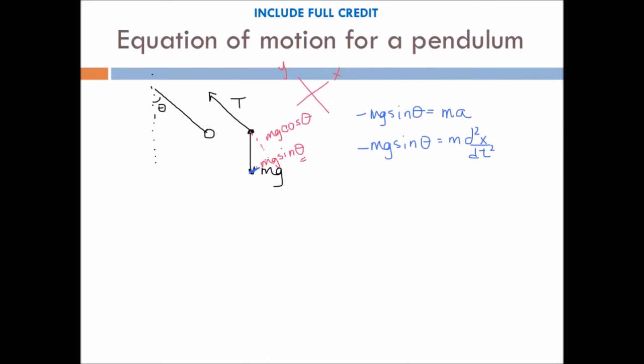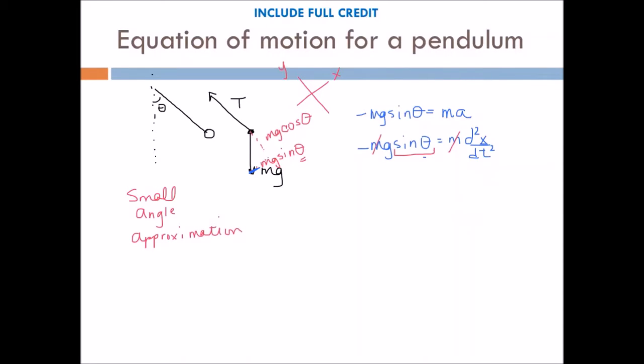But now you can see that here we have a theta and here we have an x. So we need something that'll relate the two. Before I do that, I'm going to cancel out these m's. And what I'm going to apply here is a small angle approximation. And I'll talk a little bit more about this in class.